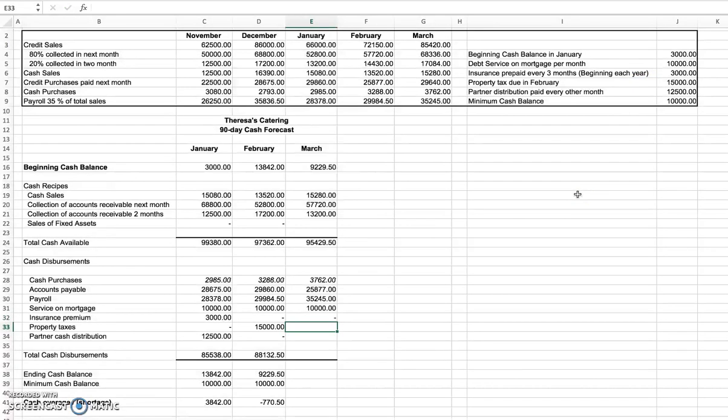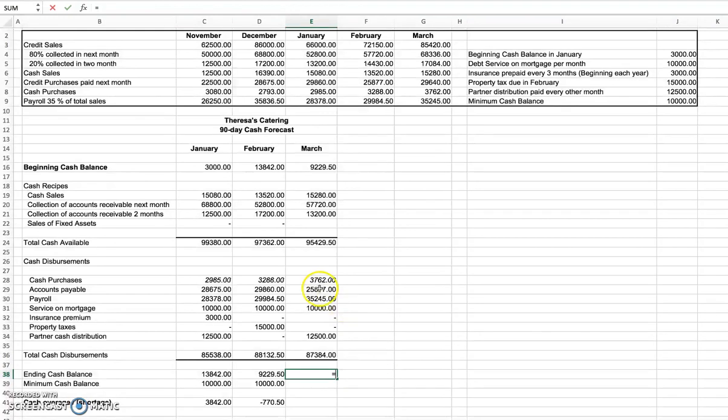What about our property tax? No, usually you pay once a year, so you don't have to pay that. And the partner. Does this partner need any money? Yes. I don't know who made this deal, but we have to pay this person every other month $12,500, so we need to account for that. And now we can sum up our total cash disbursements, the cash that is leaving our business in March.